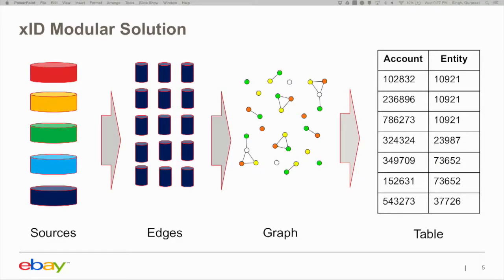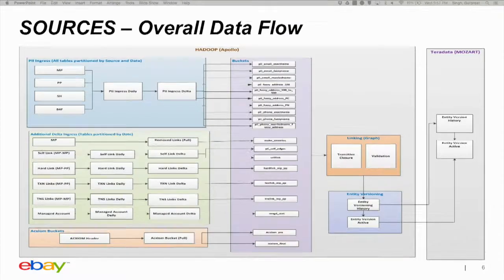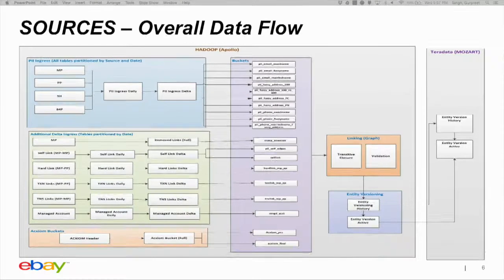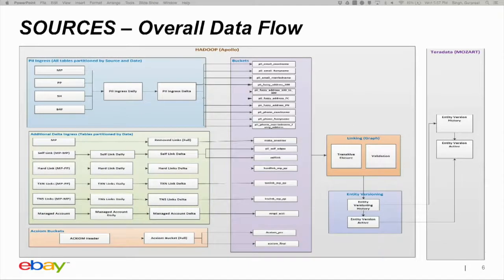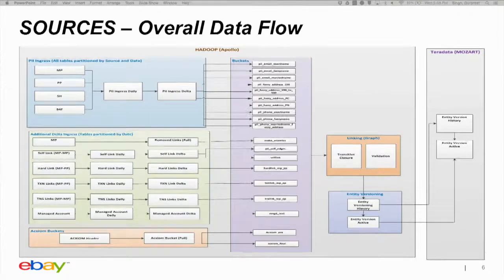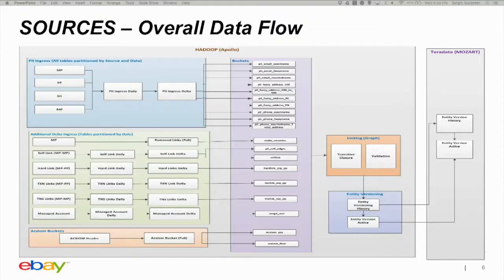So let's go to the next one. A brief overview of the solution that I described. The sources can be something like marketplace, input data set, PayPal, StubHub, or Be for Friends, and everything comes into one single area. We basically put them into a single normalized form.